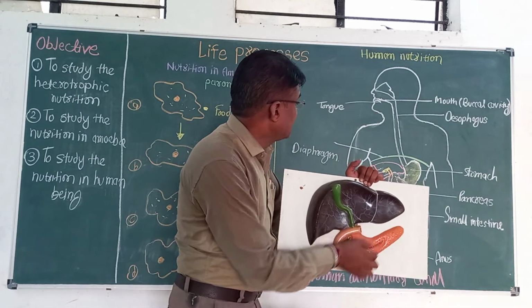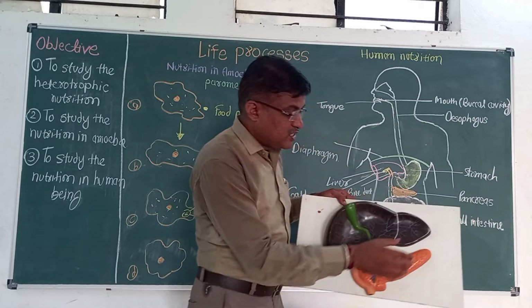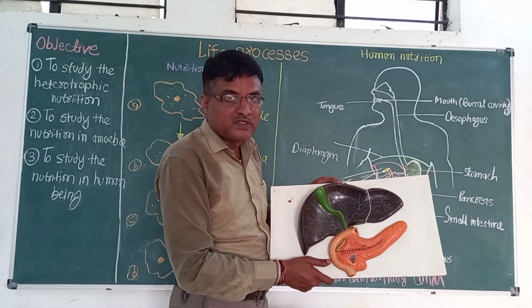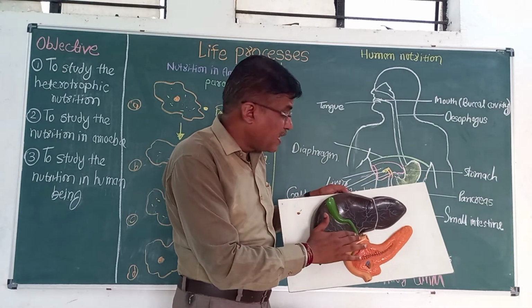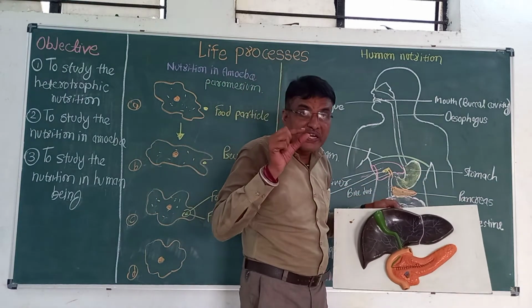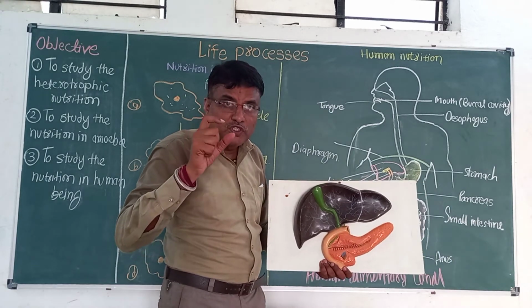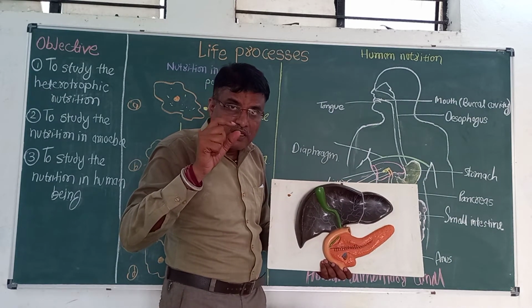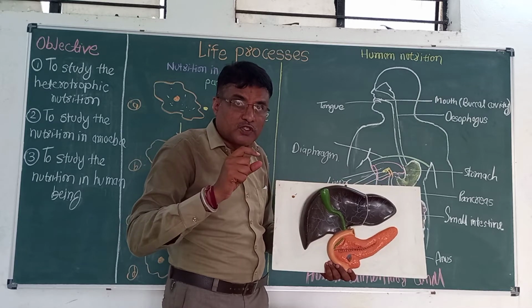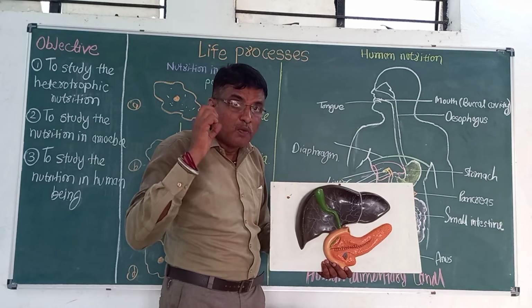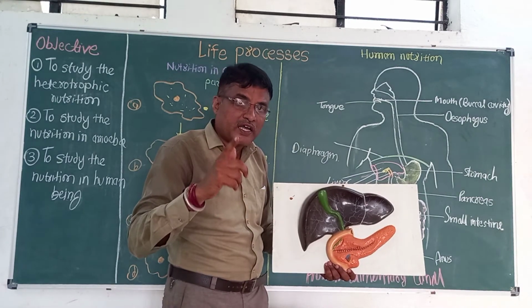Then pancreas, see here, this pancreas secretes pancreatic juice, and that comes also in the small intestine through which? Pancreatic duct. Which enzymes are present in the pancreatic juice? Trypsin and lipase. Trypsin for protein digestion and lipase for lipid digestion.